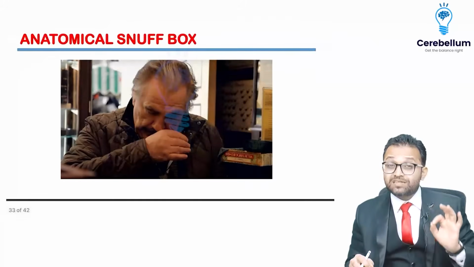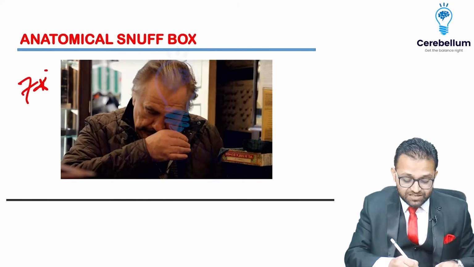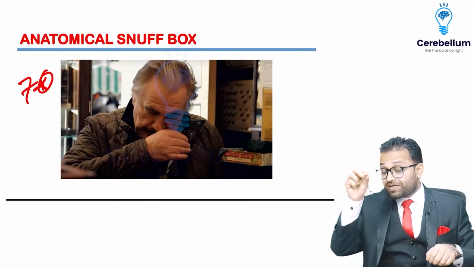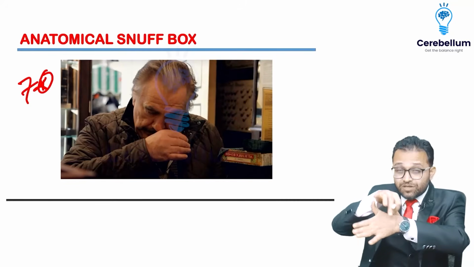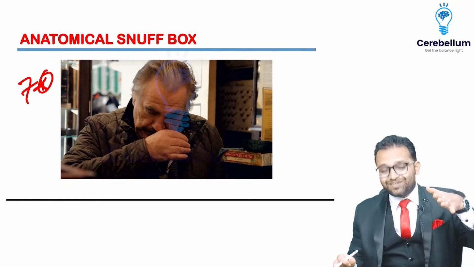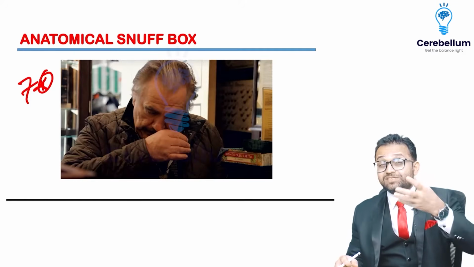We are going to look at another very important topic, a 7-star topic, that is the anatomical snuff box. You take a drug-absorbing substance at the base of the thumb, rub it, and then snuff it. So this is our anatomical snuff box.